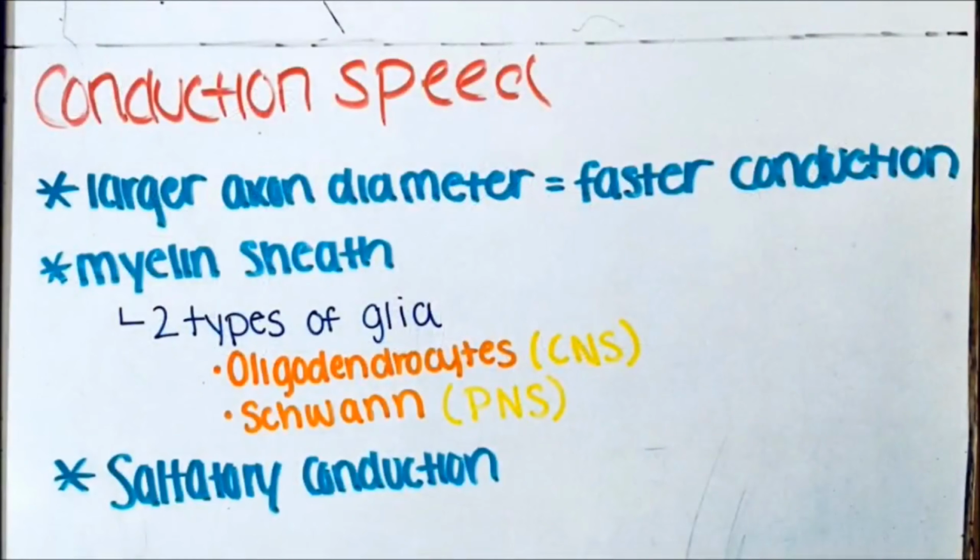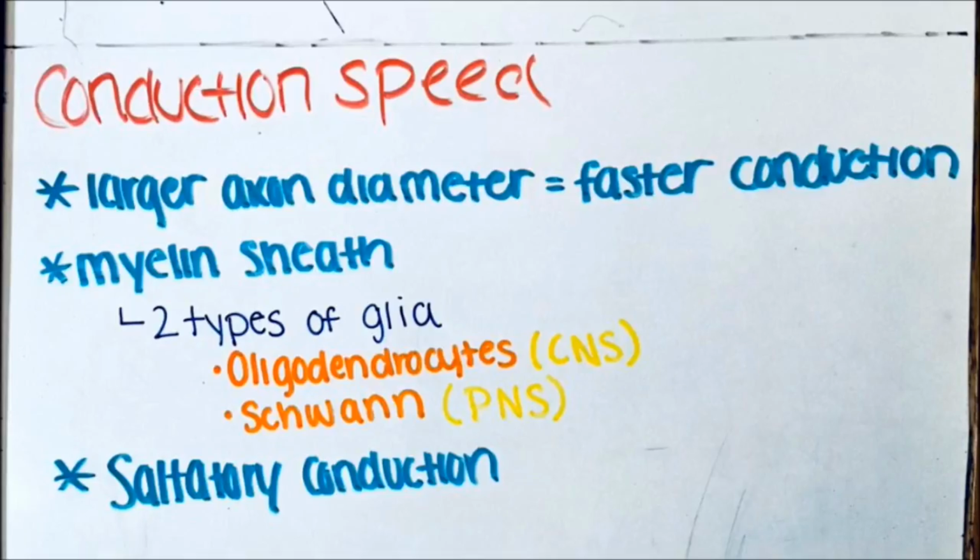Conduction speed. The larger the axon's diameter, the faster the conduction. The resistance to the flow of electrical current is inversely proportional to the cross-sectional area of the conductor. The adaptation that enables fast conduction in the absence of a large diameter is the myelin sheath. The myelin sheath is a layer of electrical insulation that surrounds vertebrate axons.